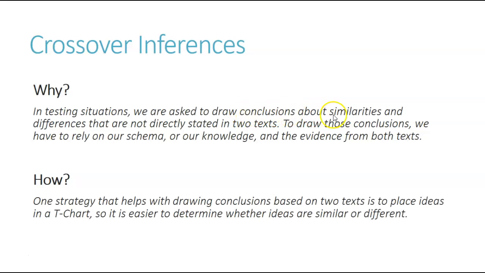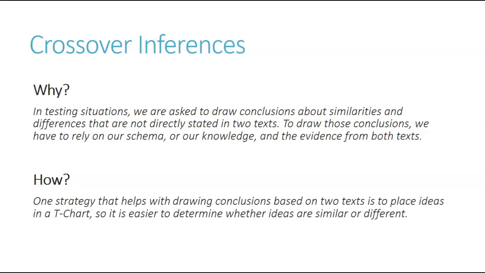The reason that many students struggle with this section of the test is that you're being asked to draw conclusions about similarities and differences that are not directly stated in the text. Instead, you have to draw those conclusions on your own, relying on your prior knowledge, relying on your understanding of the text, and relying on the inferences that you can make as you read.